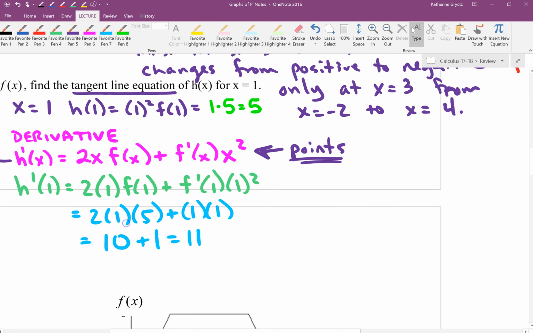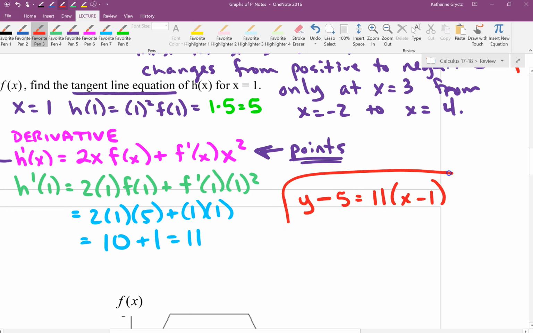And it asked us to write a tangent line equation, so you have to know that we go y minus our y1, which was 5, equals the slope, which is 11, times x minus 1. And there's our tangent line equation, which had very little to do with the picture. The only time you needed the picture was to pull that one value out. Everything else was given to you, or was the product rule. So be aware that they like to sneak those in.